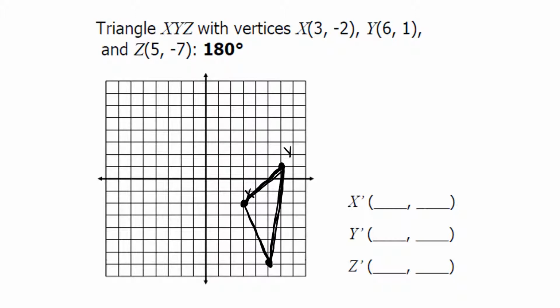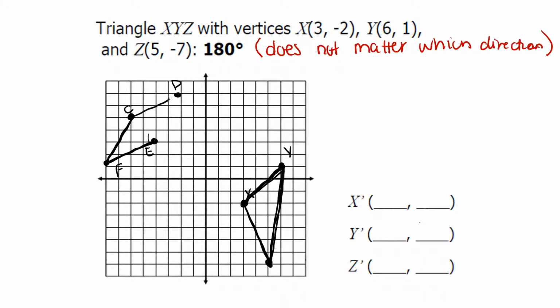For this problem, we have triangle XYZ with vertices X at 3, -2, Y at 6, 1, and Z at 5, -7. And we want to rotate 180 degrees. This does not say clockwise or counterclockwise because it does not matter which direction you go. Both directions will get you the same answer.